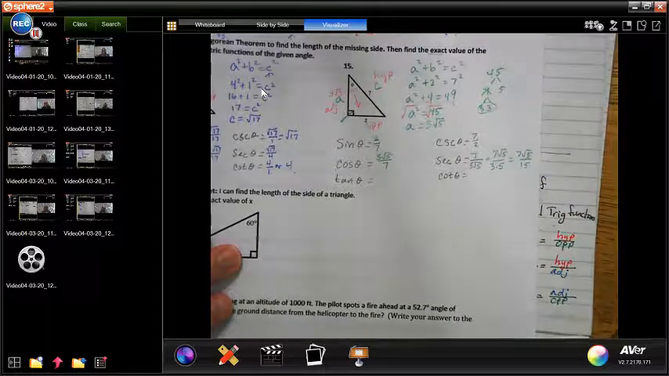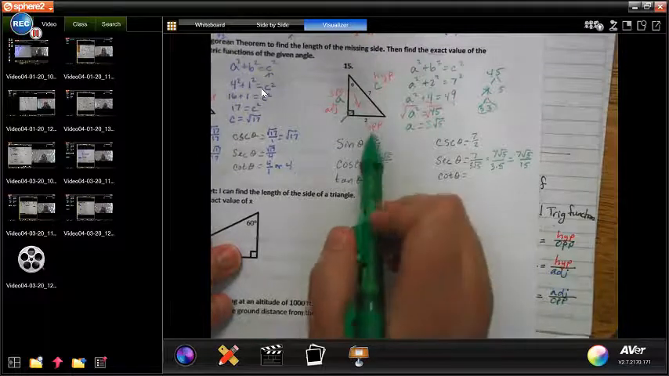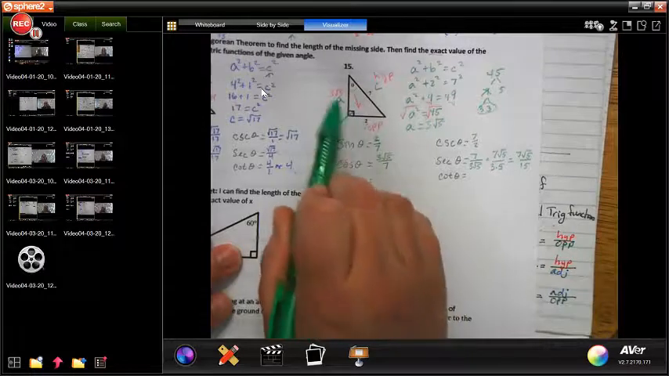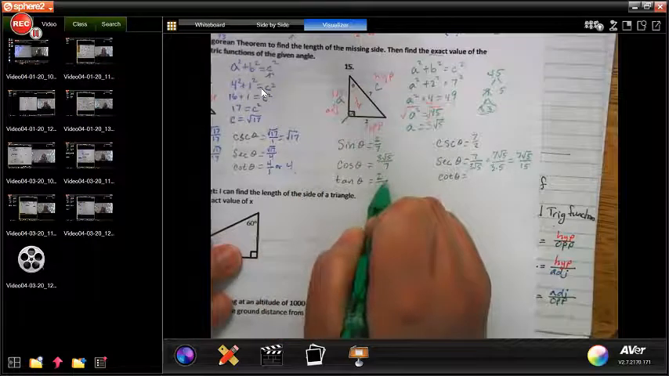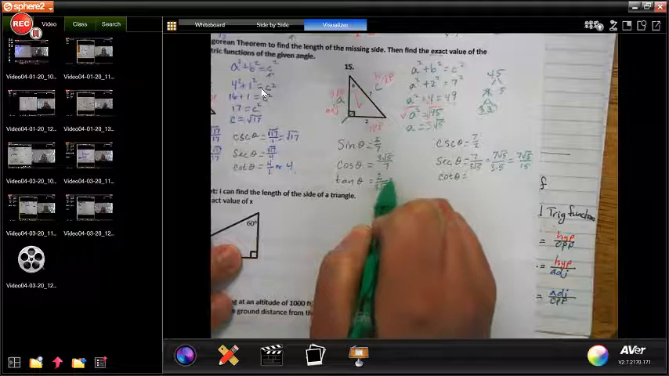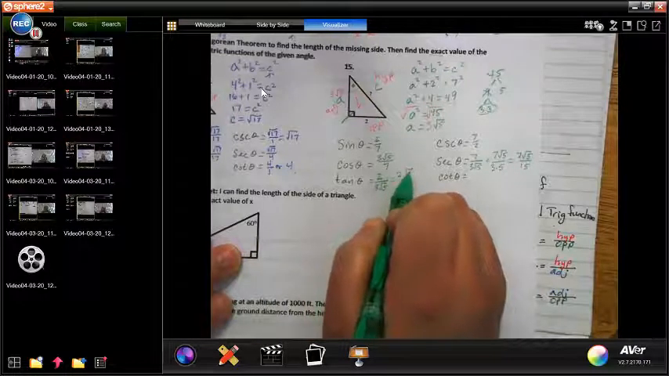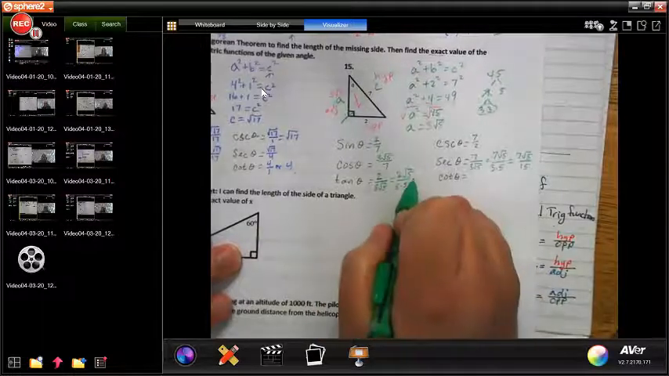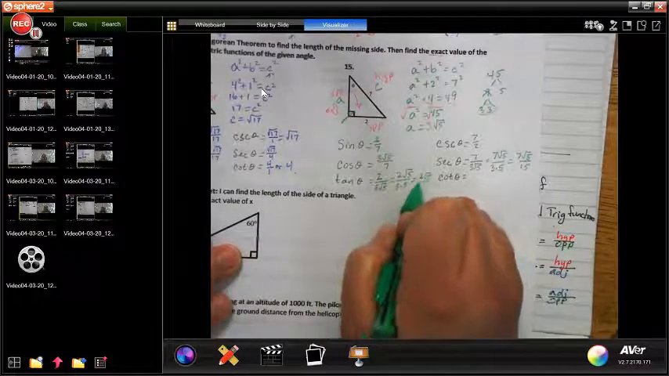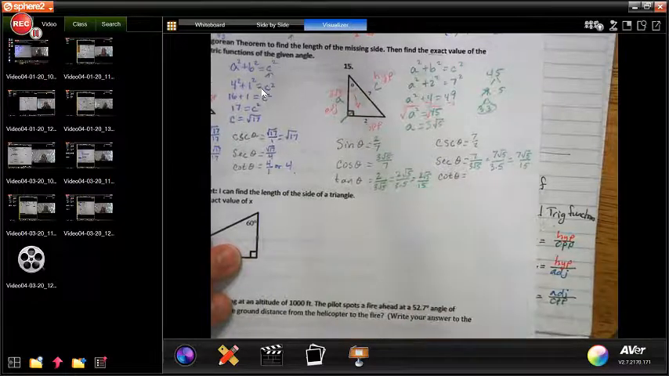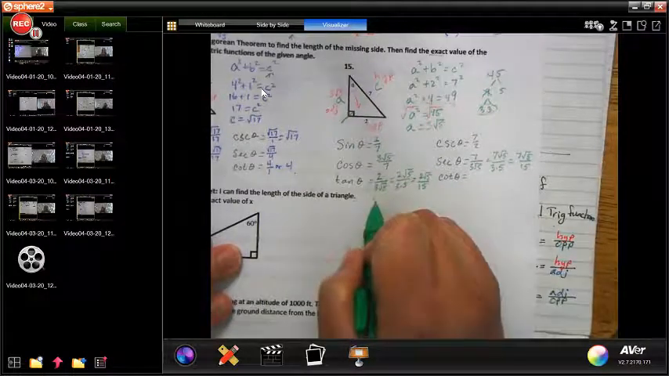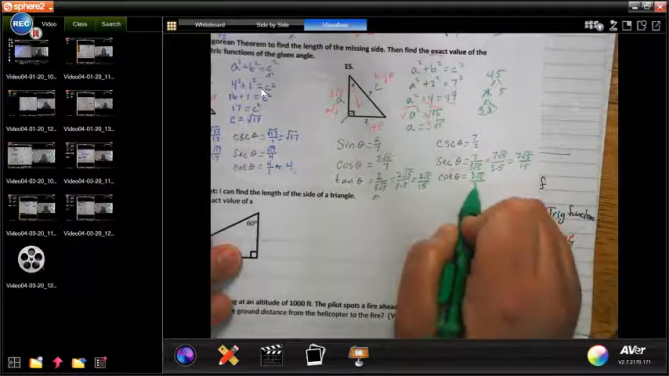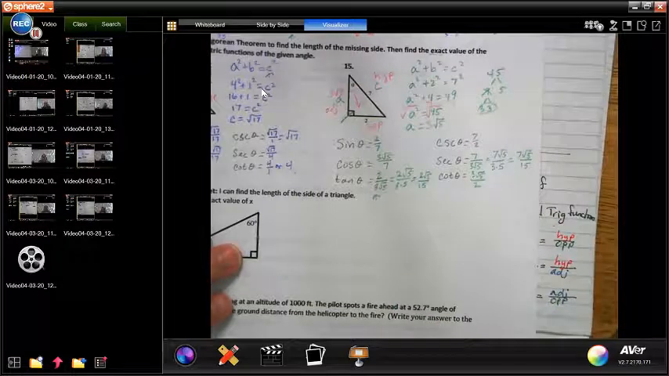Tangent, remember T-O-A, opposite over adjacent. So that's 2 over 3 radical 5. Move the radical upstairs, so that's 2 radical 5 over 3 times the whole 5. So that is 2 radical 5 over 15. And then cotangent is easy because I'm going to flip that one. 3 radical 5 over 2 would be the answer for cotangent.